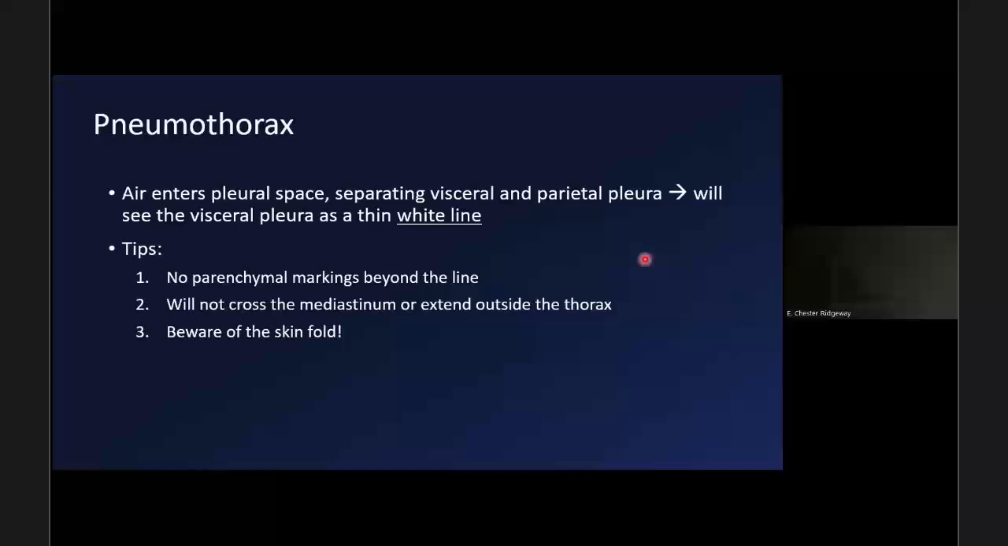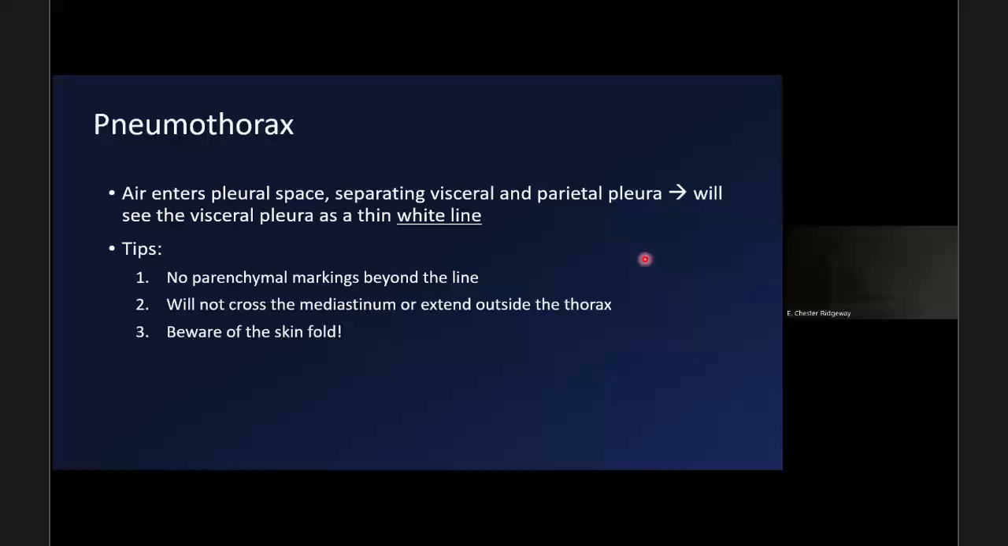So, some tips. If you suspect a pneumothorax, you will not see any parenchymal markings beyond that line. That line will not cross the mediastinum or extend outside the thorax because it's pleura, and pleura doesn't do that. It's not going to go somewhere it doesn't belong.